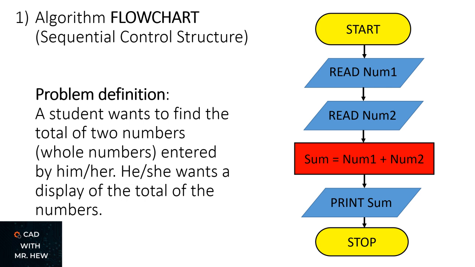So here we have a flowchart for the problem definition. A student wants to find the total of two numbers entered. He or she wants a display of the total of the two numbers entered. So here we have the flowchart on the right and the problem definition on the left. So we have start, then we have read num1, read num2, then we're going to assign the variable sum equal to the addition of num1 plus num2, and then we're going to print the sum, and then we'll stop.